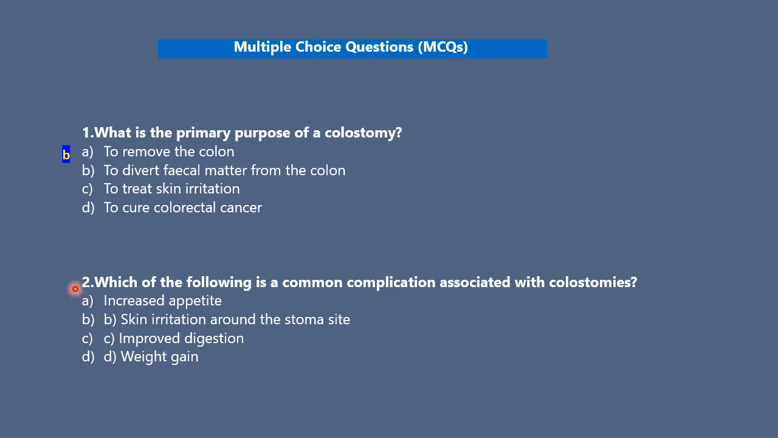Question number 2. Which of the following is a common complication associated with colostomies? A, increased appetite; B, skin irritation around the stoma site; C, improved digestion; D, weight gain. The right answer is B, skin irritation around the stoma site. Okay, it is the most common complication.